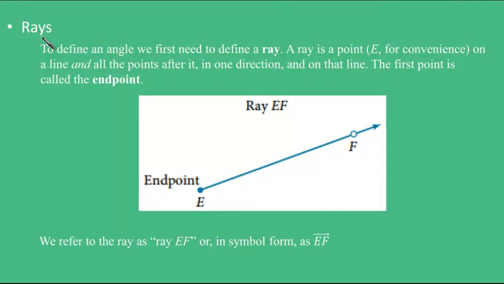So let's first begin with defining what a ray is. A ray is simply a point on a line and all the other points after that point on that line. So obviously you can't draw an entire line because a line goes on for all eternity. So what is customary to do is to simply draw a line segment with an arrowhead, which then indicates that it's all these points going on for all eternity. So this first point here is called the endpoint. A ray then is called ray EF. And so this is the typical notation.